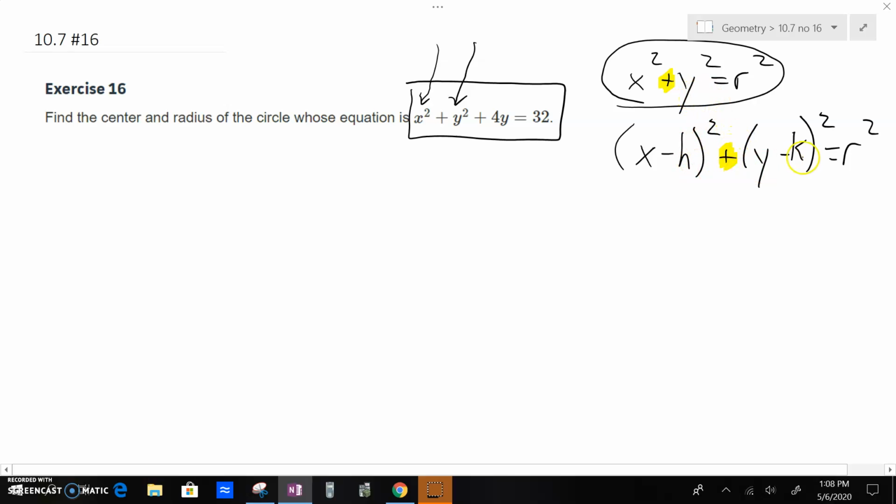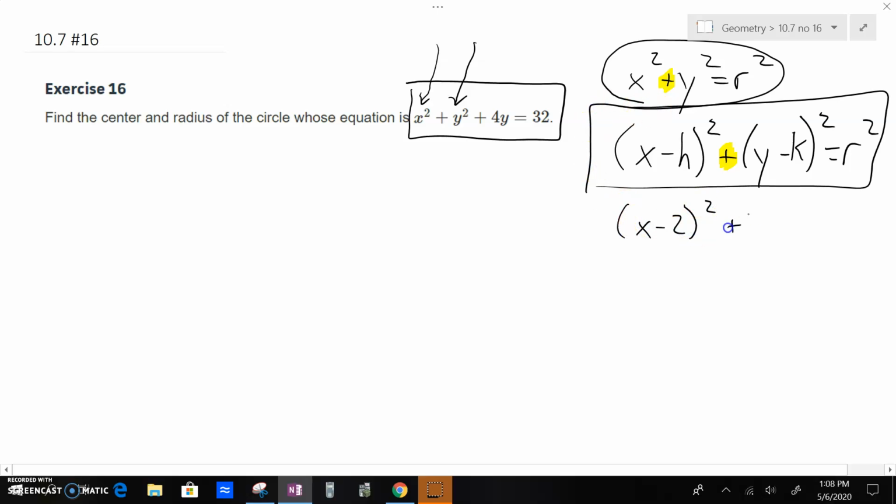And not all books use h and k for the center. Some books will use an a and a b. h and k is just more typical of particularly upper level math books, but really all high school math books tend towards using h and k. So that's our generic form for a circle. As a for instance, if we came up with x minus 2 squared plus y plus 7 squared equals 25, 25 is 5 squared, so our radius would be 5, and our center would be 2 comma negative 7.